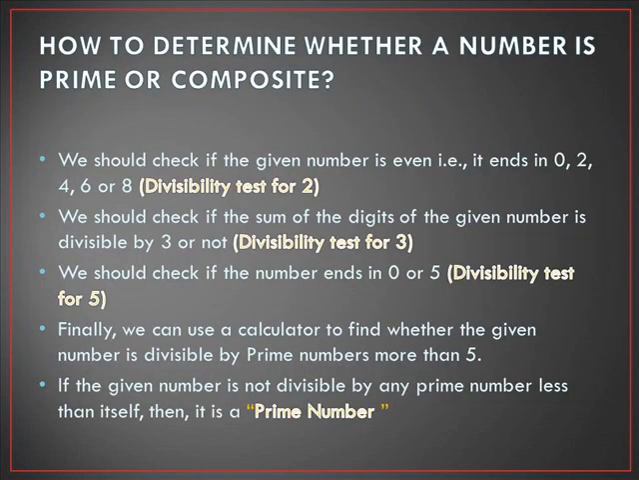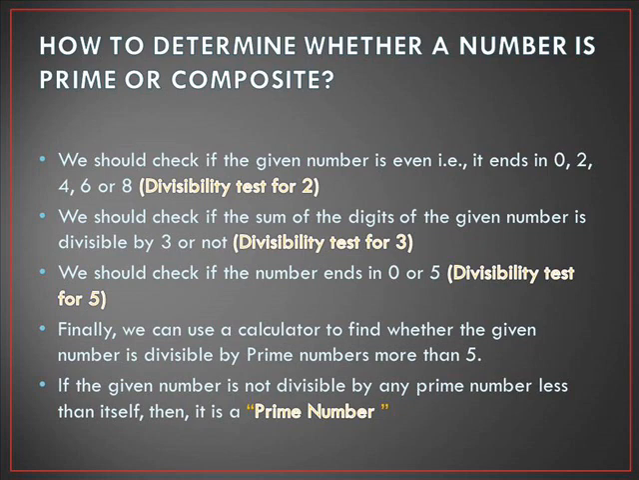Now let us learn how to determine whether a number is a prime number or a composite number. We can do so by performing simple divisibility tests. We do the test for the first 3 prime numbers, and for the prime numbers more than 5 we can use a calculator. If the given number is not divisible by any prime number less than itself, then it is a prime number. Otherwise, it is a composite number.